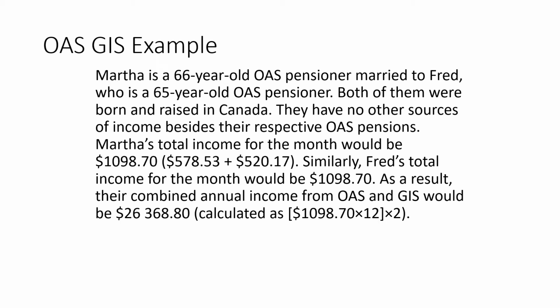Martha's total income for the month would be $578 plus $520, which is $1,098. Similarly, Fred's total income for the month would be the same. As a result, their combined annual income from OAS and GIS would be $26,000, calculated as the monthly income times 12 times 2.